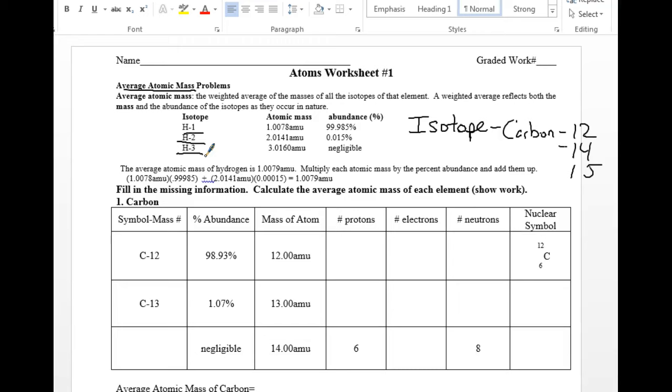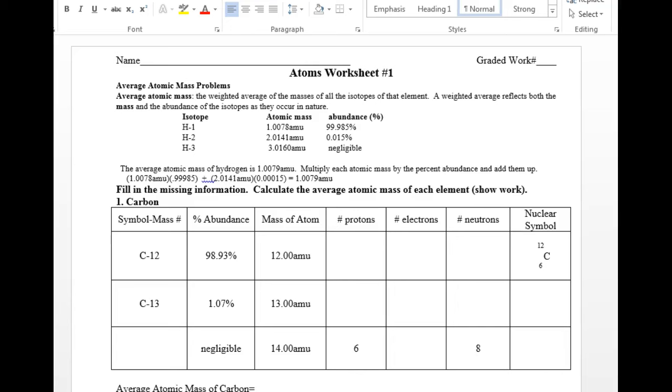Okay, so I'm going to cancel that. And you can see the way to do it here. It explains it. It says we have hydrogen here, H1, H2, and H3. We know hydrogen 1 has one proton and no neutrons. Hydrogen 2 has a proton and a neutron. And then hydrogen 3 has a proton and 2 neutrons.